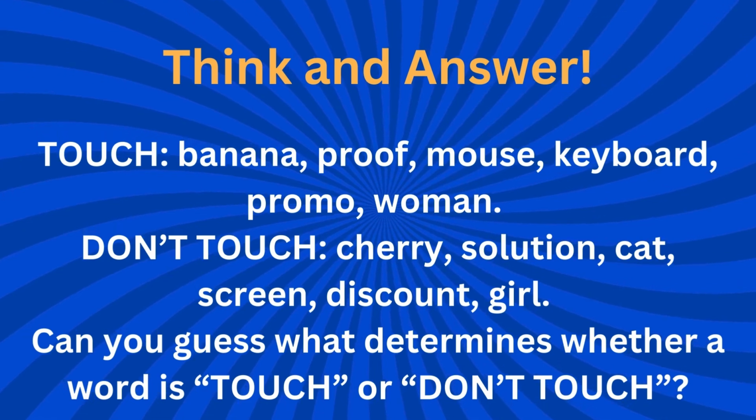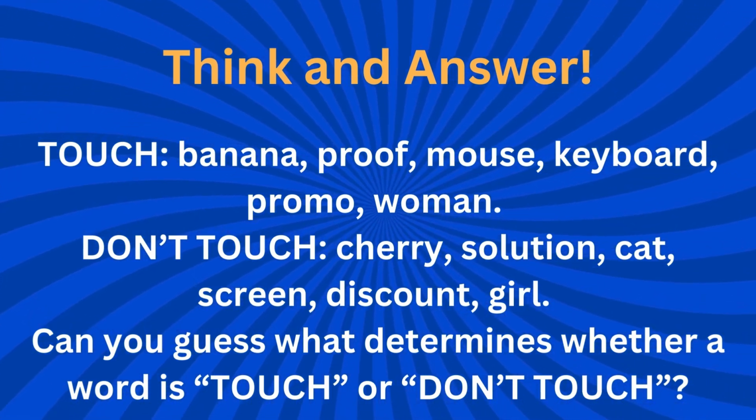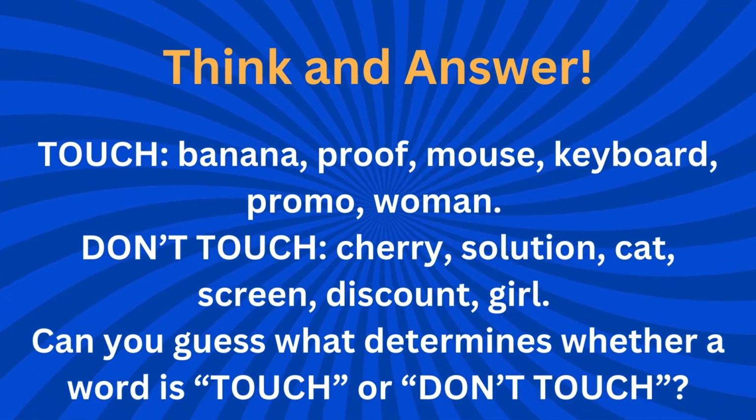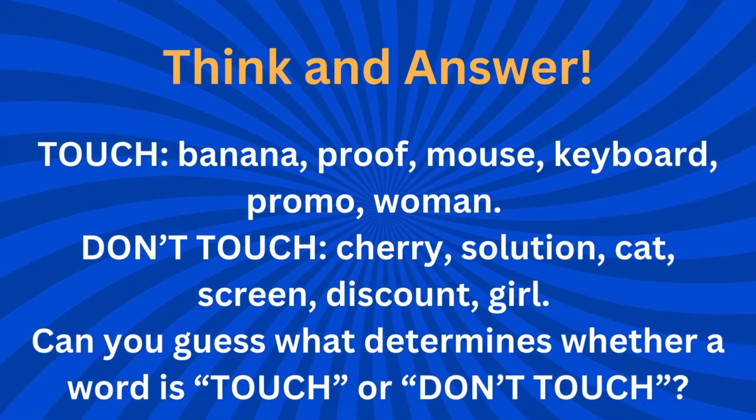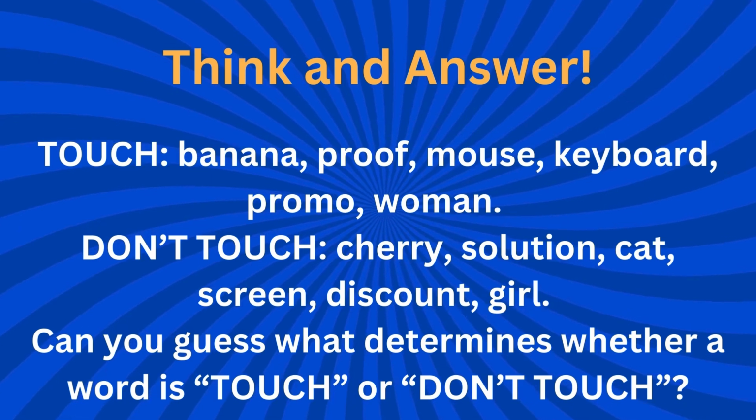Let me repeat it. Touch: banana, proof, mouse, keyboard, promo, woman. Don't touch: cherry, solution, cat, screen, discount, girl. Can you guess what determines whether a word is touch or don't touch?